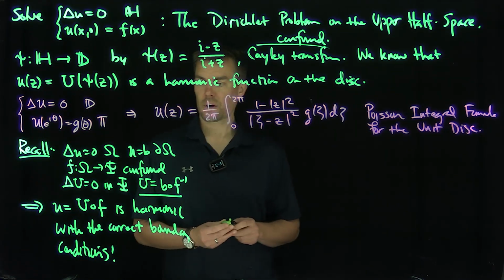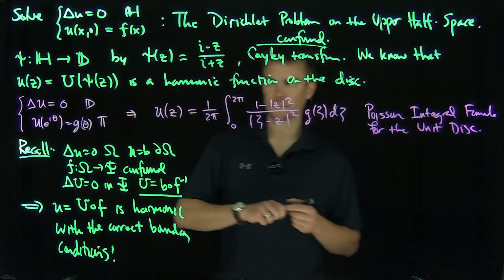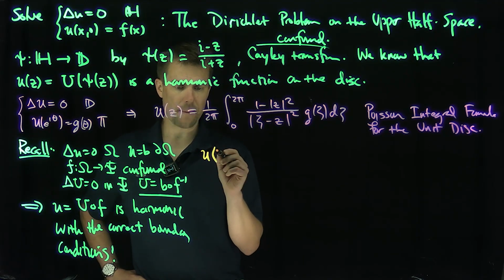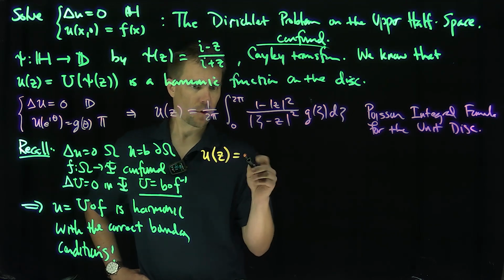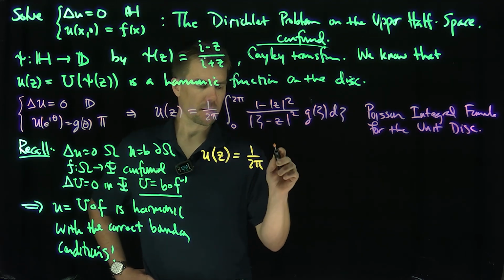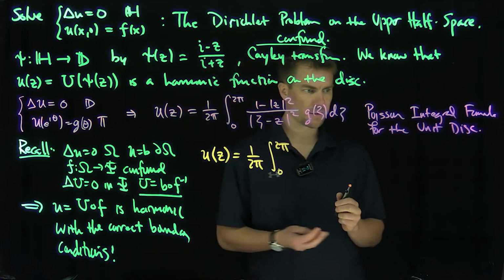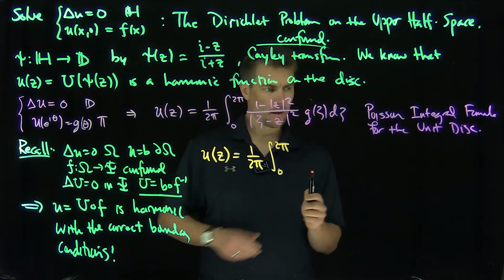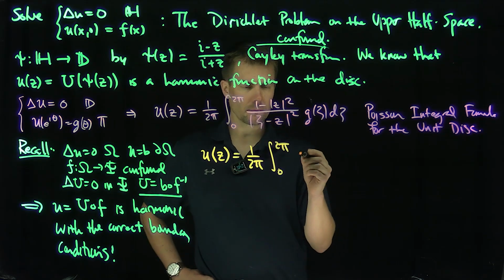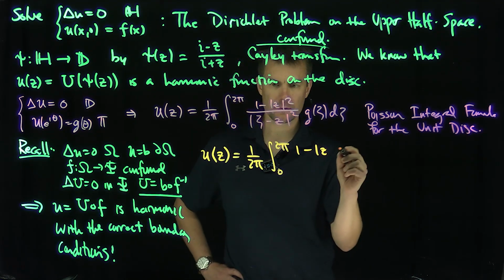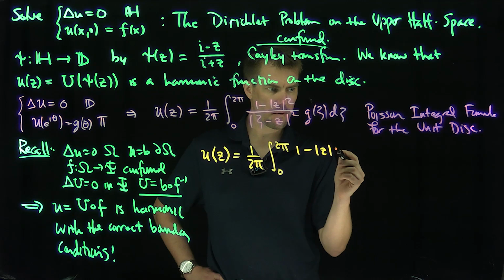Great. And so now what can we say? So now we can go over here and say what's our u of z? Our u of z, u capital of z, is going to be 1 over 2 pi, the integral from 0 to 2 pi of what? Of 1 minus mod z, squared.